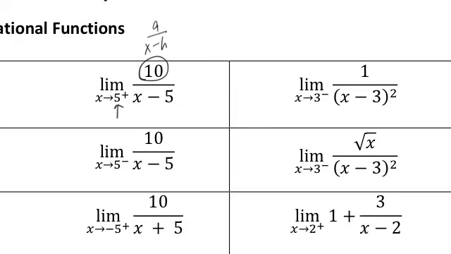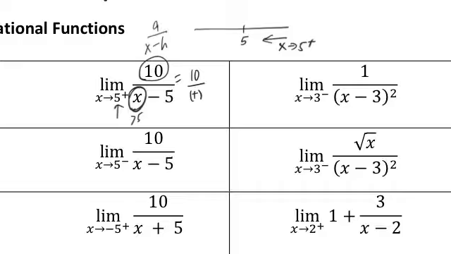Whatever you do with the x value, the 10 stays on top. If x is approaching 5 from the right side of 5, that means this value is greater than 5. It's getting closer and closer to 5, but it's greater than 5, which means that overall the top is 10 and the bottom is a small positive number, getting smaller and smaller.